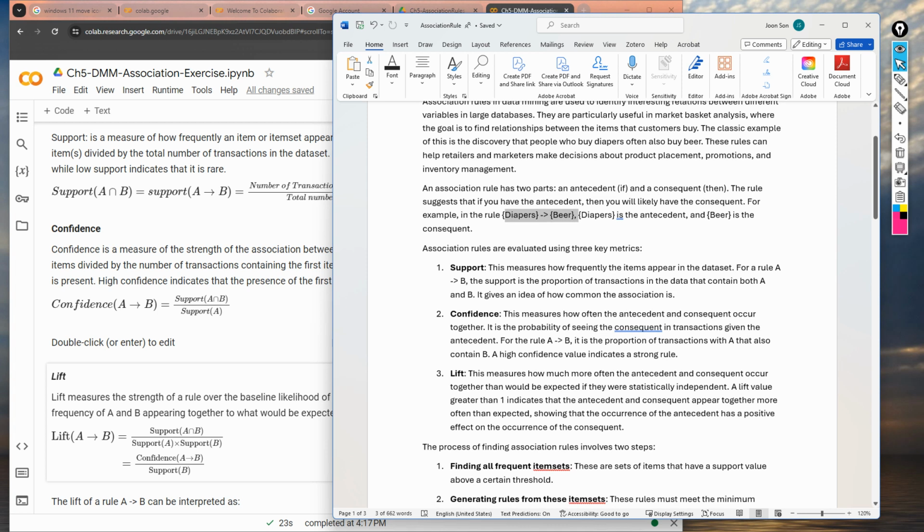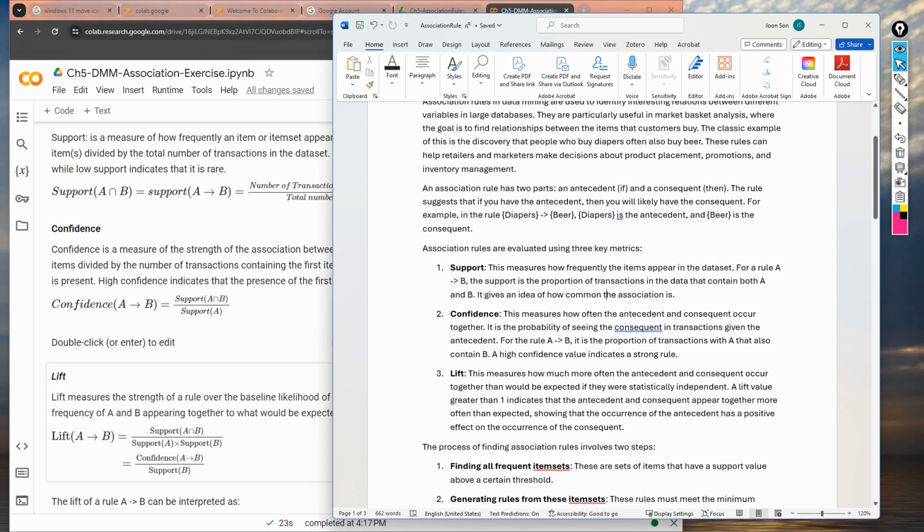And for association rules, there are three key metrics, starting from the support, and then confidence and the lift. The support measures how frequently an item appears in the data set. For example, for rule A arrow B, the support is the proportion of the transactions in the data that contain both A and B, and it gives an idea of how common the association is.